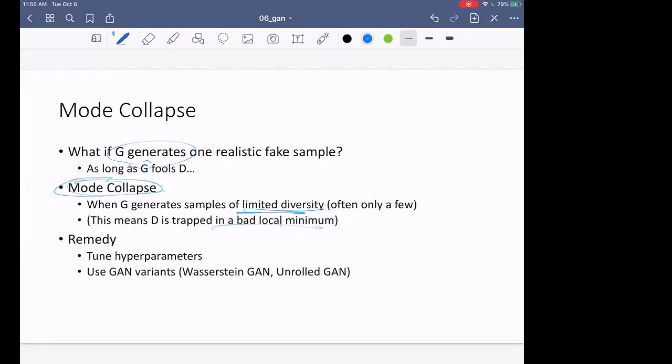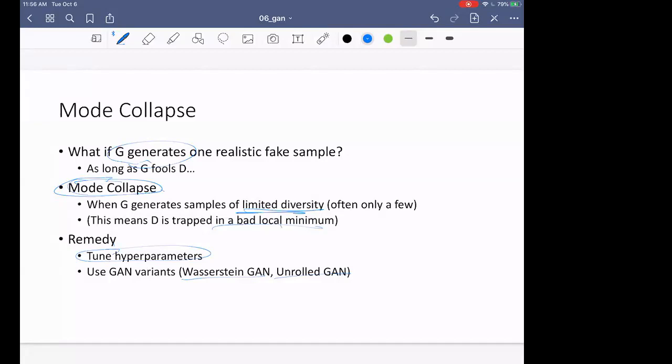So yeah, this often happens when you start training GAN. If something goes wrong, maybe the hyperparameters are wrong, maybe the architecture is wrong, then when you start generating samples from G, it'll always generate the one realistic sample all the time. Then you know that you have fallen into mode collapse. The remedy is, obviously, you can tune your hyperparameters, tune your learning rates and restart the training process, or you can use some GAN variants, again, like Wasserstein GAN or unrolled GAN. There are a lot of GAN variants out there that claim to alleviate this mode collapse problem.